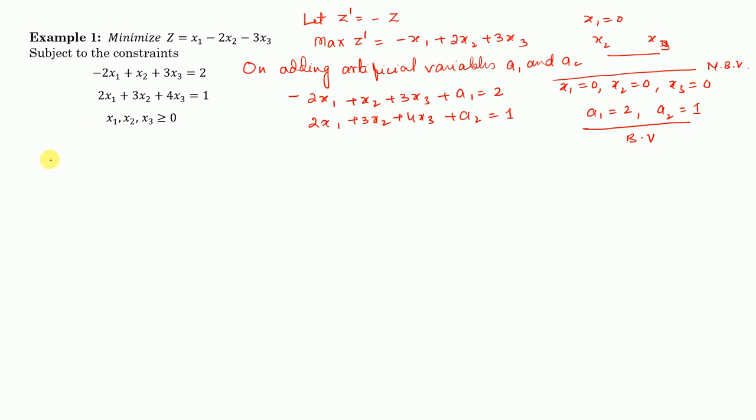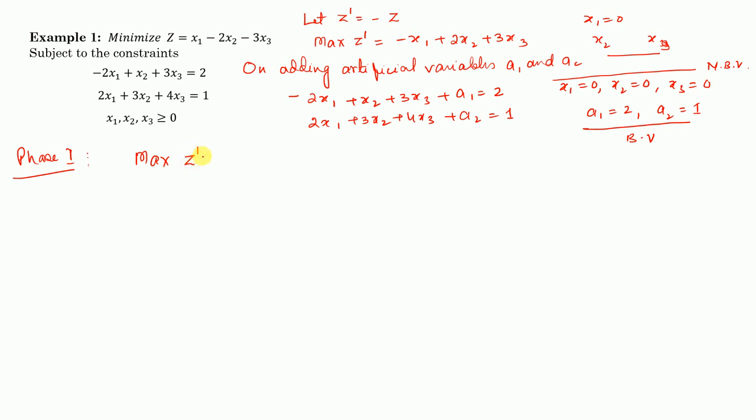Now come to the two-phase method. So phase 1. Remember the objective of the phase 1. The objective of the phase 1 is to find the initial basic feasible solution, because here there is no initial basic feasible solution in terms of the original problem, because here artificial variables are there. So the objective of phase 1 is to find the initial basic feasible solution for this problem, and for this we consider a new function.